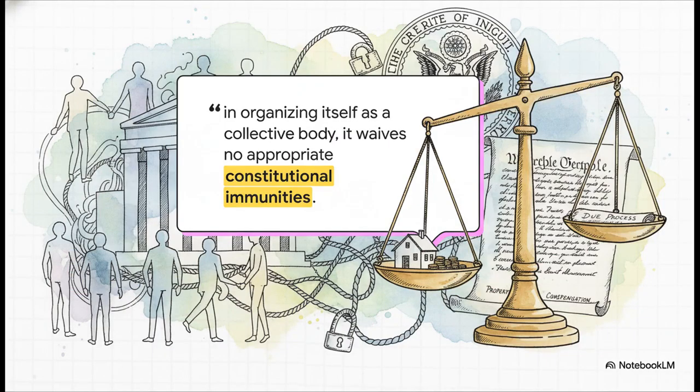Now, it isn't totally black and white. Despite being a creature of the state, the court noted a really crucial nuance here. And this brilliantly illustrates the complexity of corporate law. A corporation is, at the end of the day, still an association of individuals. And because of that, it doesn't waive all constitutional immunities. For instance, a corporation's property cannot be taken without due process or just compensation. They aren't entirely stripped of all their rights.